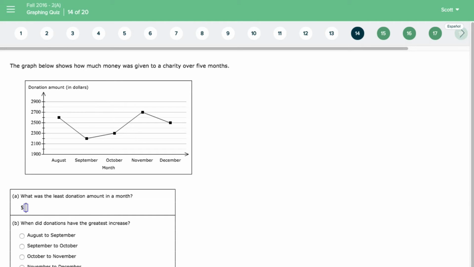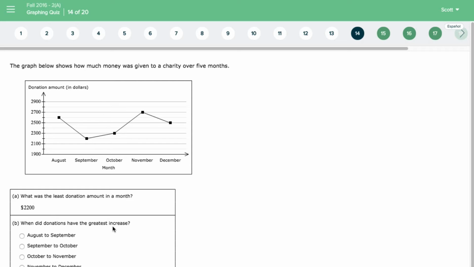Number 14, what was the least donation amount in a month? Okay, so right here, it seems like that's the lowest. The least is the lowest. So September, we had about 2,200. It's right between 2,100 and 2,300. So we're just looking for the lowest when it says the least. The most is the highest.